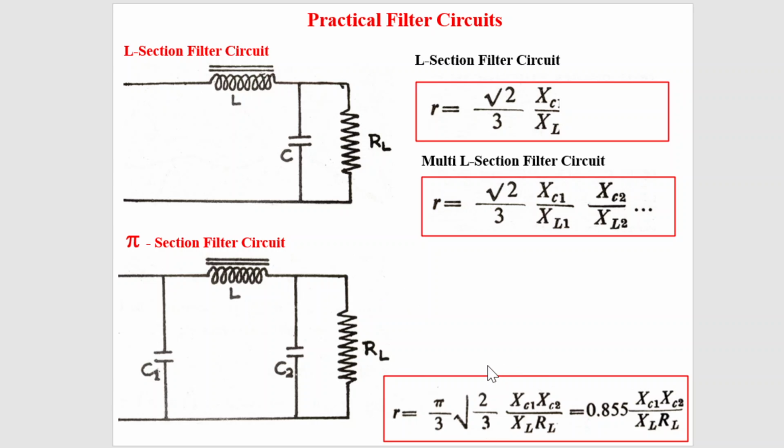In order to measure the variation, one can write the value of the ripple factor. The ripple factor is equal to pi divided by 3 root 2, times XC1, the resistance offered by the first capacitance, multiplied by XC2, the resistance offered by the second capacitance, divided by the resistance offered by the inductor XL and the load resistance. Here you see the ripple factor is inversely proportional to the load resistance. That means the ripple factor of the pi section filter is not independent of load resistance, but the ripple factor of the L section is independent of load resistance.